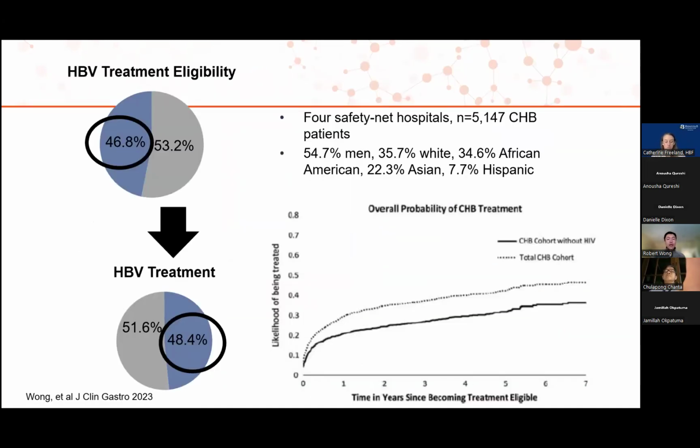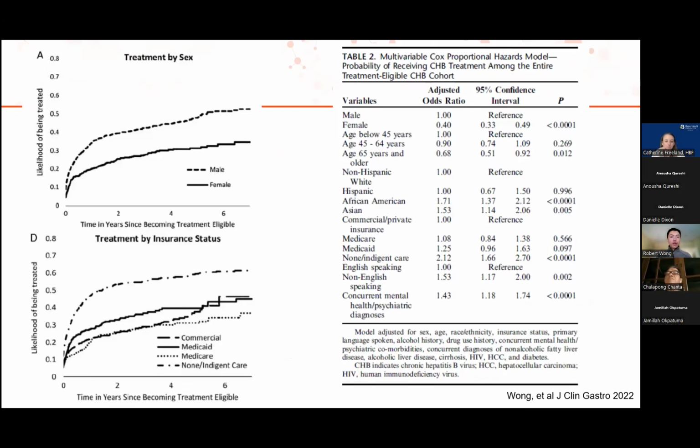We see this in the US as well. This is a paper published last year for safety net hospitals in the US, of over 5,000 individuals with chronic hepatitis B using AASLD criteria. Of those that were eligible for treatment, less than half, 48%, were actually started on antiviral therapy. We saw some gaps and disparities, with lower treatment in women compared to men, and some differences by insurance status as well as ethnicity. So definitely gaps and disparities here that deserve more attention in research to address.